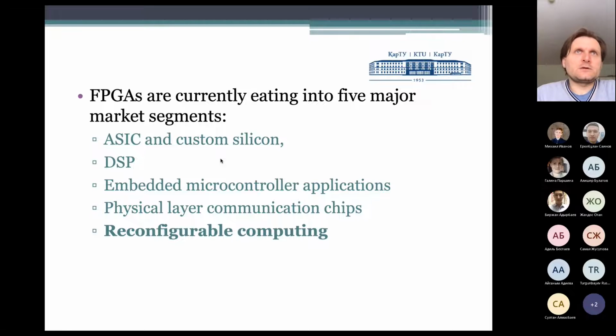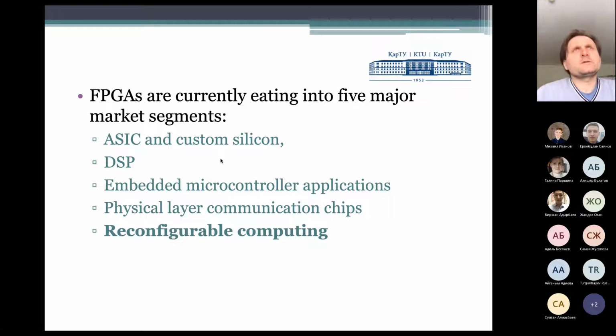FPGAs, PLD, I use that too. Abbreviation in the same sense. Maybe 20 years ago, there was a difference between those two technologies. Nowadays, those technologies are mixed, so we may talk about the FPGAs and PLDs at the same time in the same lecture.